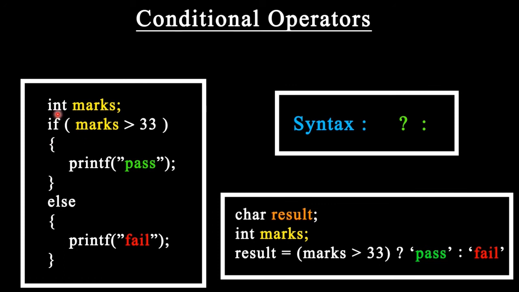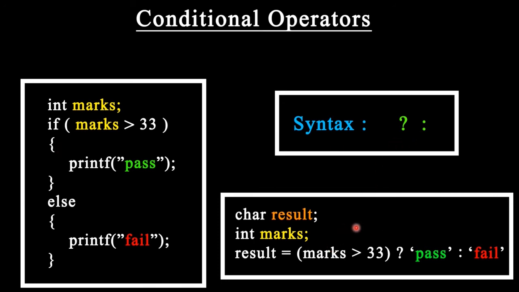So I have written here int marks. Here I have declared marks as int, so this marks variable will only be able to carry integer numbers. Then I have used the conditional statement if else. So I have written if marks is greater than 33, then it will print pass. Otherwise, it will print fail. So we can eliminate this whole if-else statement with the help of conditional operators.